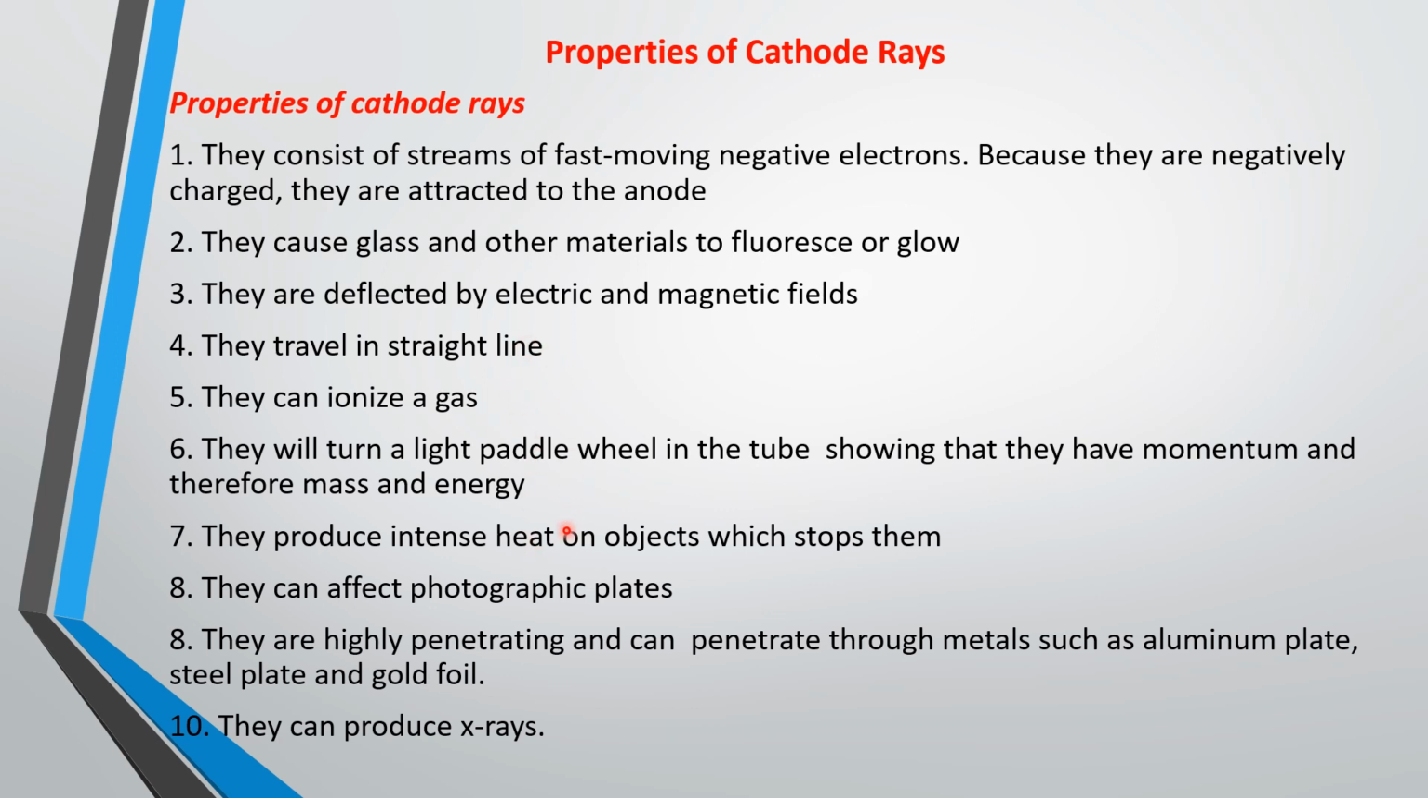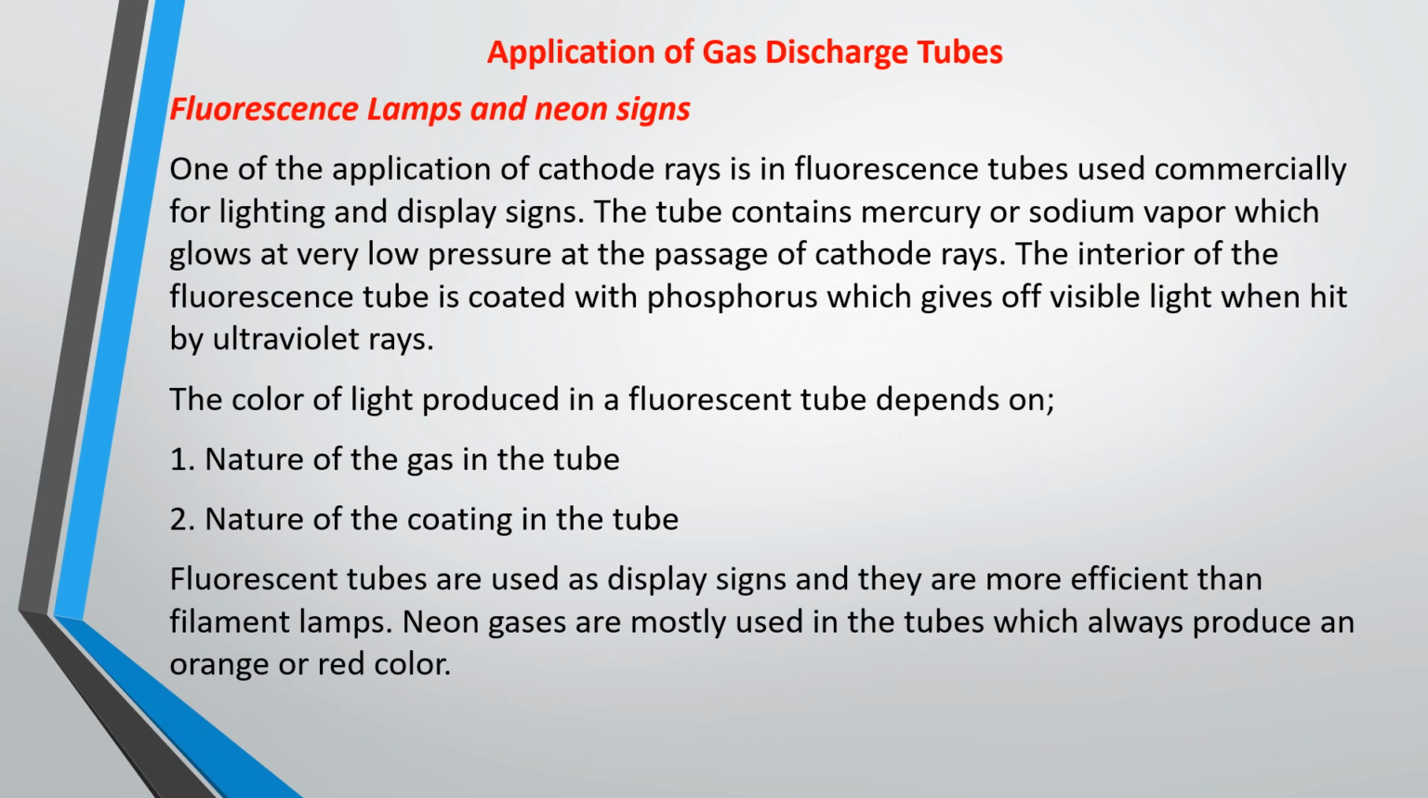Okay, now how or in what instances are cathode rays applied? Application of cathode rays. Cathode rays, as I mentioned before, are applied in fluorescent lamps and neon lamps, neon signs. If you travel along the highway, especially at night, you will see some signs that have very beautiful coloration. Those are neon signs. So gas discharge tubes or cathode rays are applied in fluorescence and neon signs.